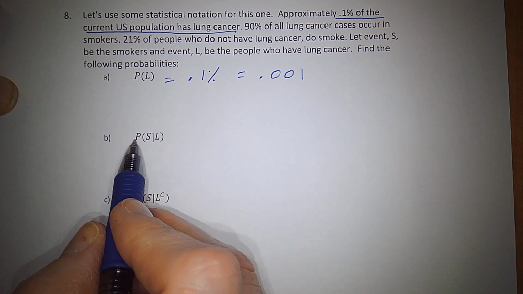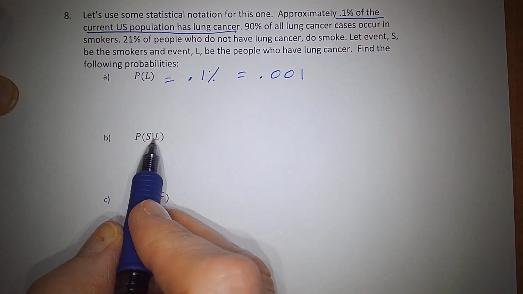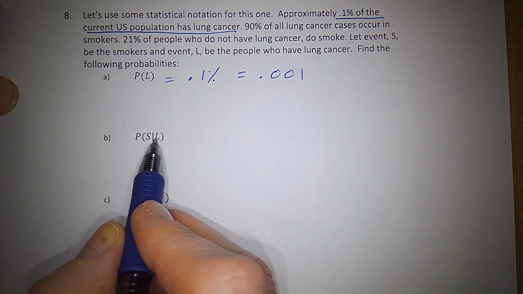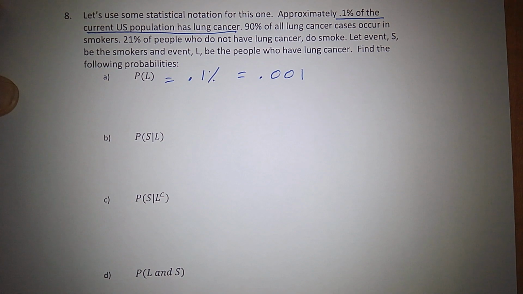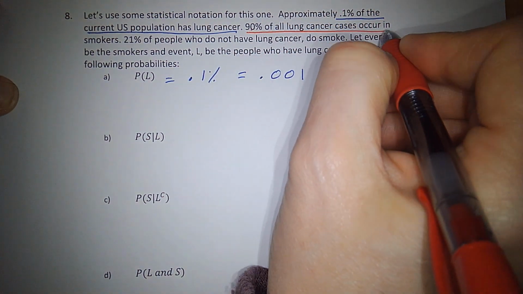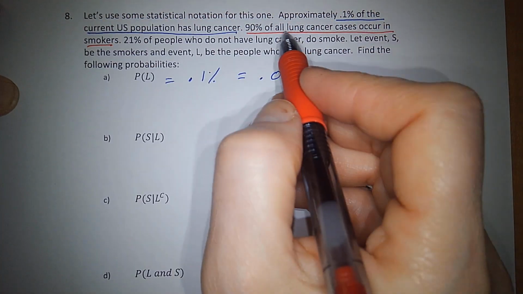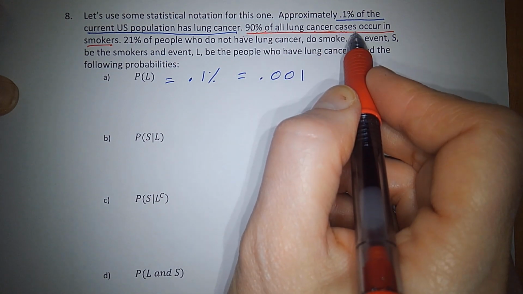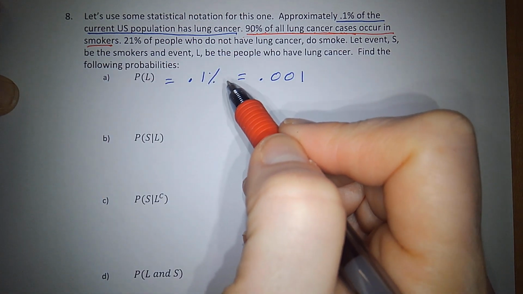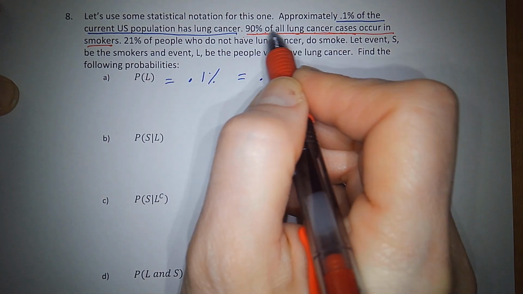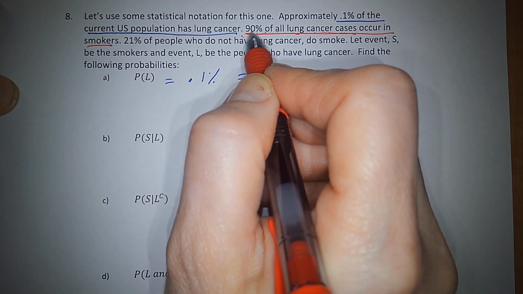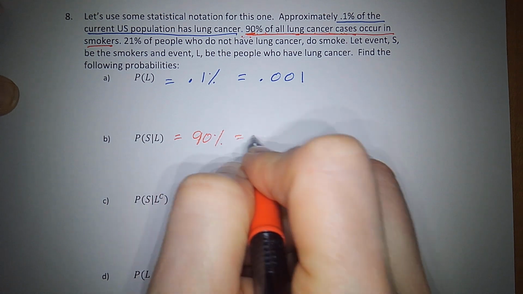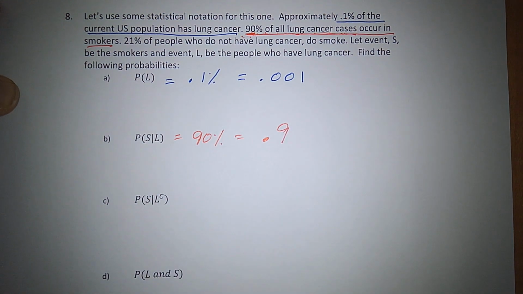This is saying what is the probability that someone will smoke given you know they've already been diagnosed with lung cancer. So right here, the second sentence that's written says 90% of lung cancer cases are smokers. So it's saying if I know that they have lung cancer, 90% of all lung cancer cases are going to be smokers. So if I already know that they have lung cancer, there's a 90% chance that they also smoke. So this is 90%, which is also 0.9.